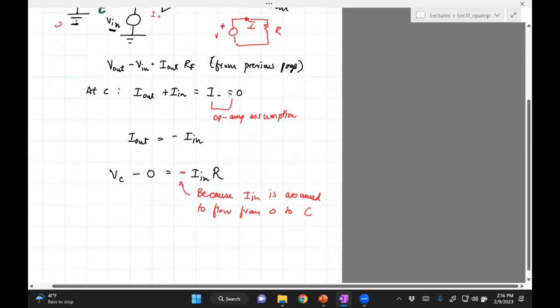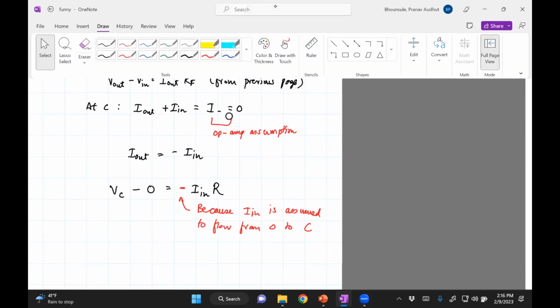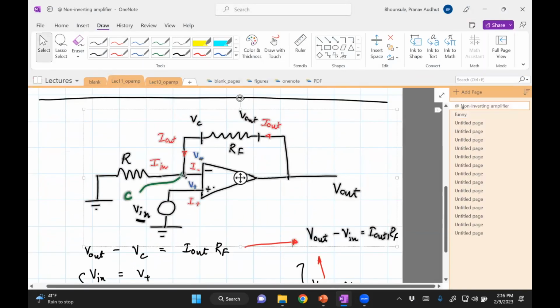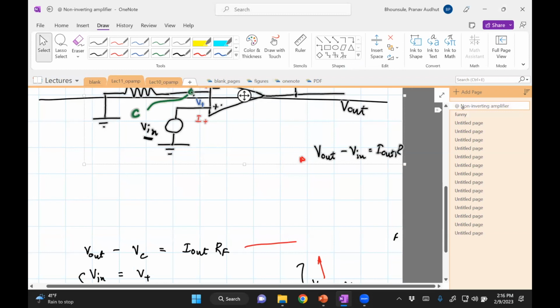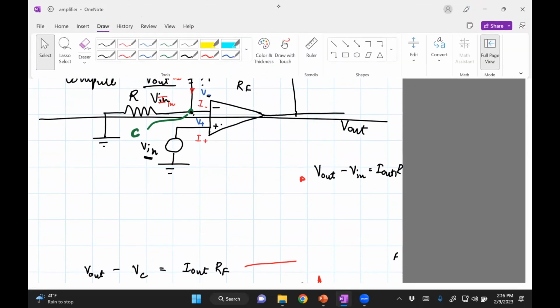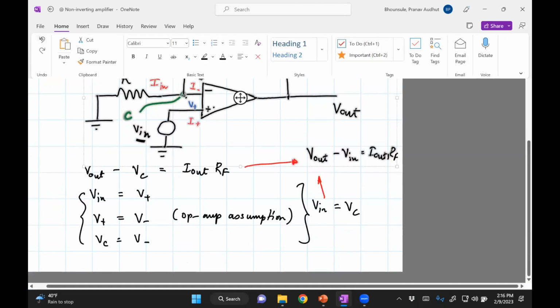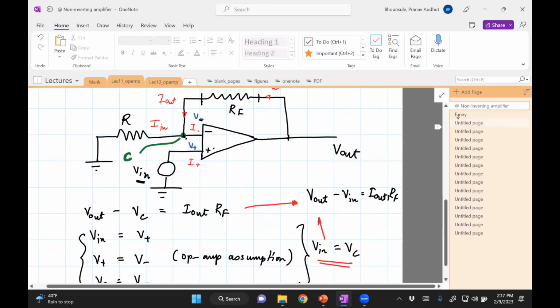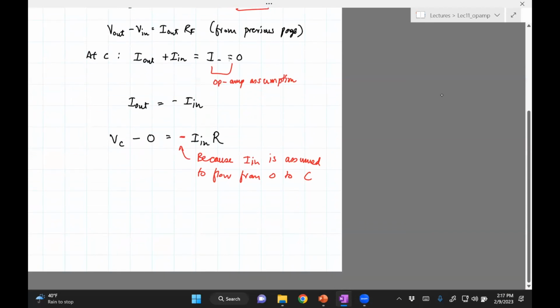Okay, so now I think I have about everything I need to solve this, but let me just sub in the value for VC. What is VC? I solved for VC in the previous page. Okay, so V_in, we wrote down that V_in is VC, so this is same as V_in.